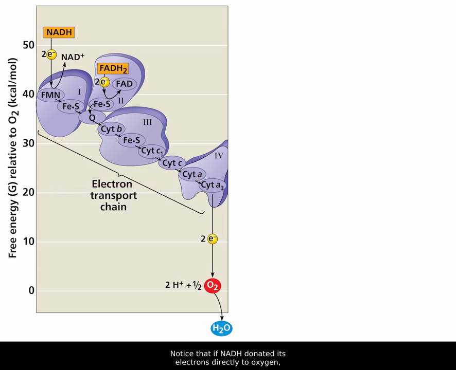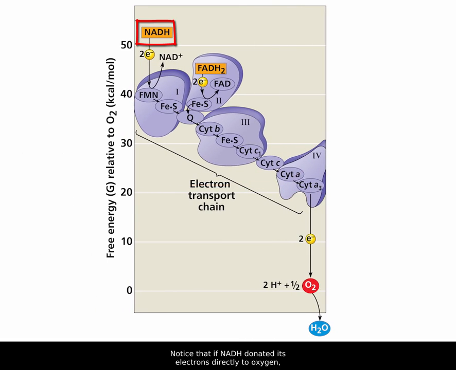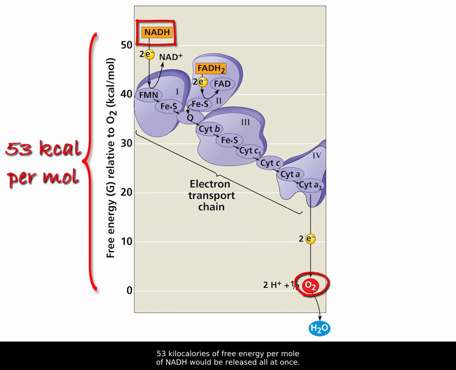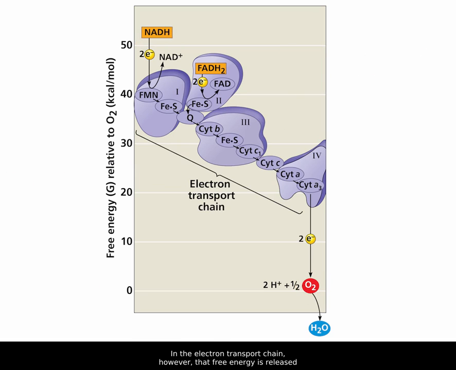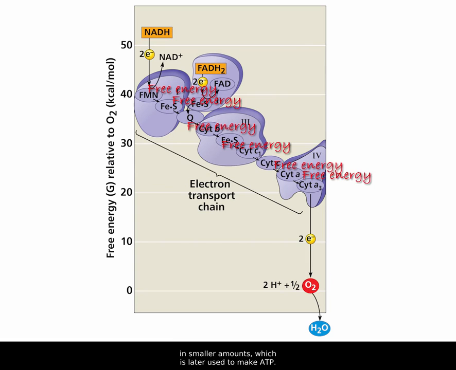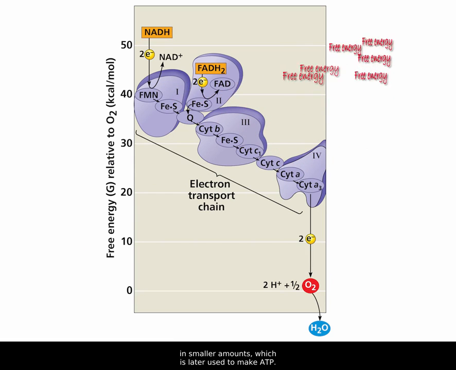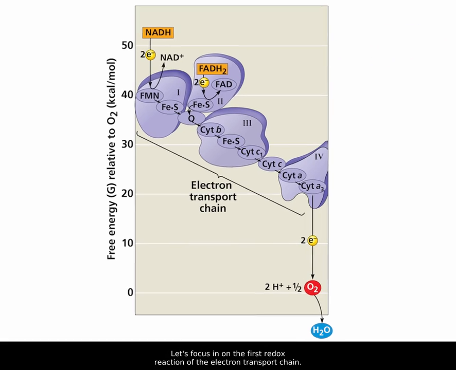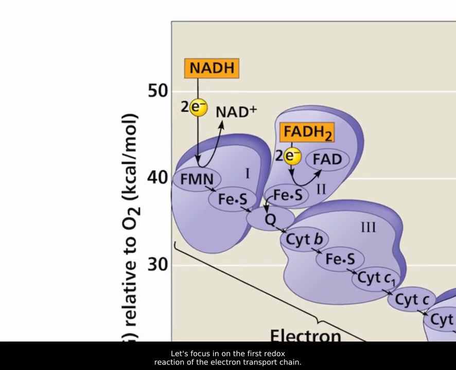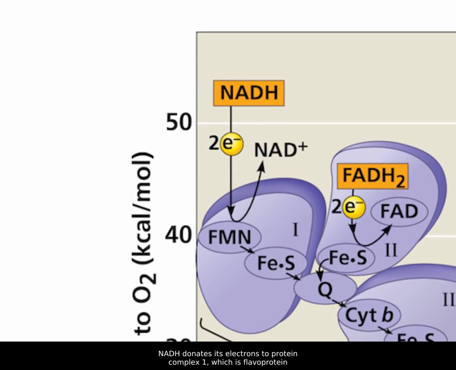Notice that if NADH donated its electrons directly to oxygen, 53 kilocalories of free energy per mole of NADH would be released all at once. In the electron transport chain, however, that free energy is released in smaller amounts, which is later used to make ATP. Let's focus in on the first redox reaction of the electron transport chain.